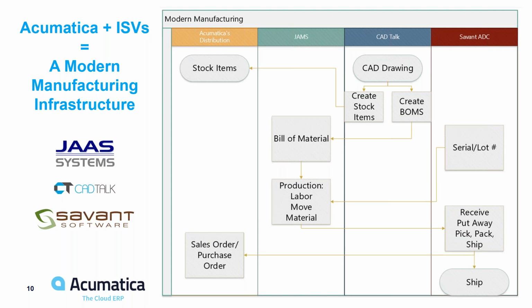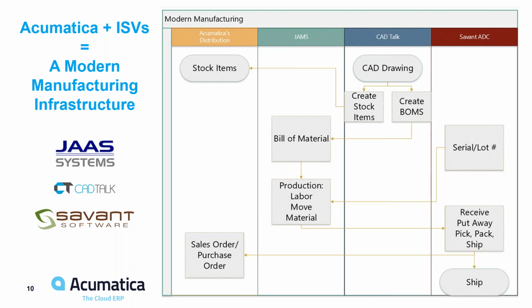Our product is integrated with the bill of material, and the production side of our product is integrated into all of these as well. And then we're going to have Scott Brickler from Solutions X show the CADTalk, which is really where it's going to start. So we're going to be able to import CAD drawings, create stock items automatically within Acumatica, which then we can create a bill of material within JAAS at that same time.